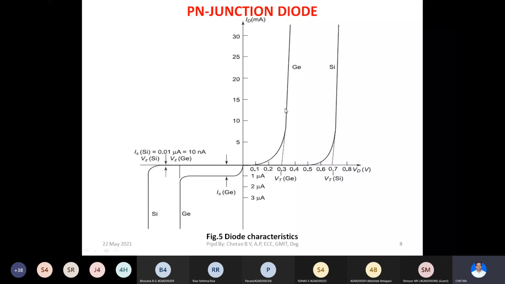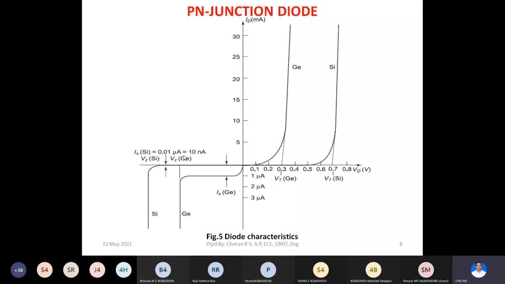In case of a germanium diode, a reverse saturation current of around 1 microampere will flow as you keep on increasing the voltage in the reverse direction. For example, 0, minus 0.1, minus 0.2, minus 1, minus 2, minus 3. As you keep on increasing this voltage in the reverse direction, you will have a negligible amount of current, which is around 1 microampere.